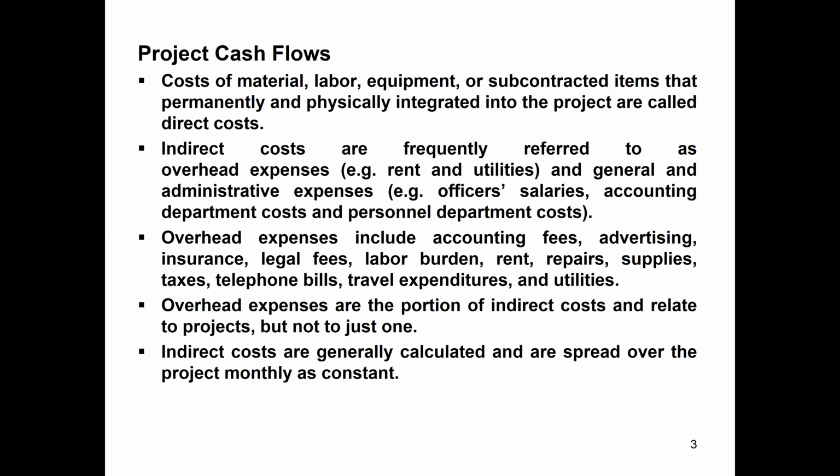Overhead expenses are the portion of indirect cost that relate to the project, but not to just one project. These costs can be used for other projects. So every project has to decide how much overhead will go to a particular project from the headquarter office of the company. Indirect costs are generally calculated and spread over the project monthly as cost. So we calculate these costs, and then the same figure per month we divide over the schedule of the project, the construction period.